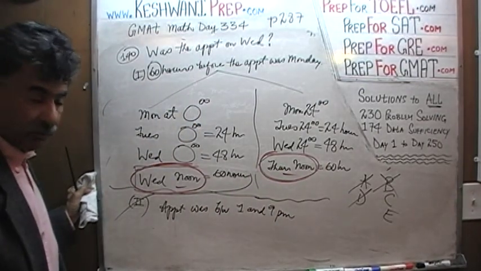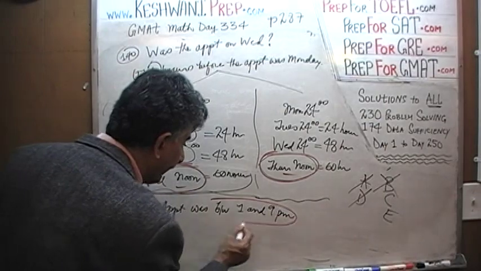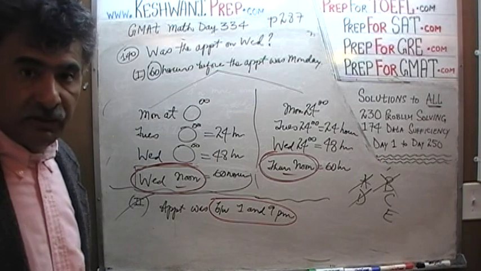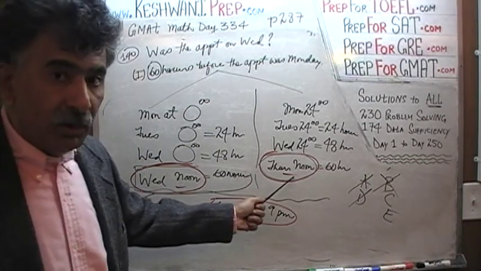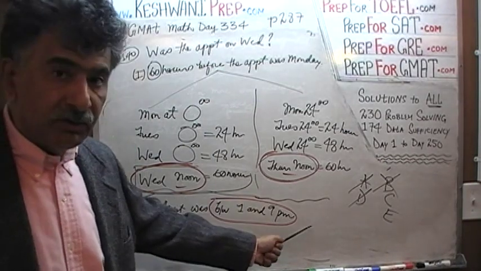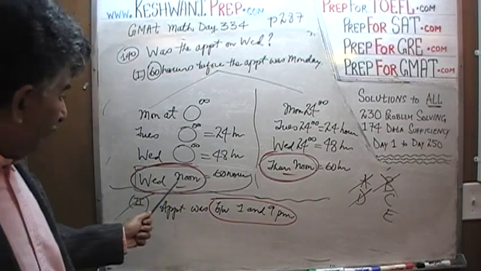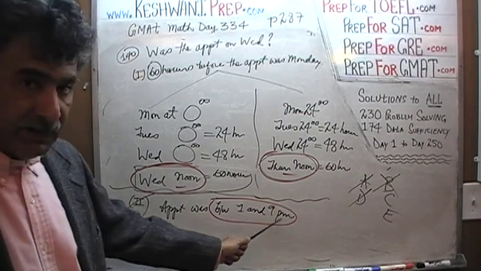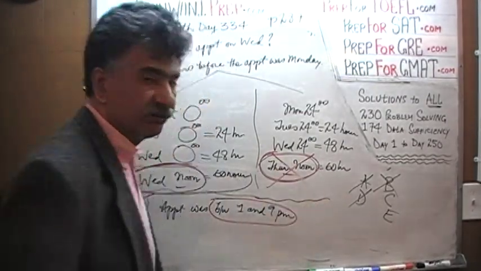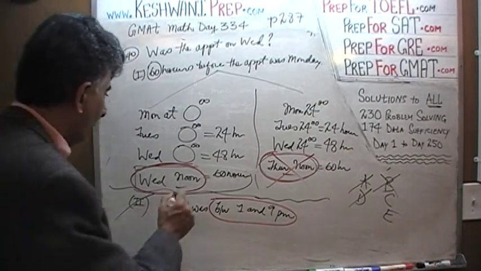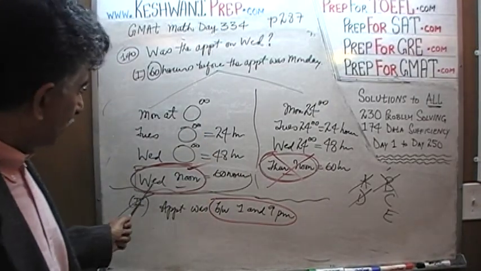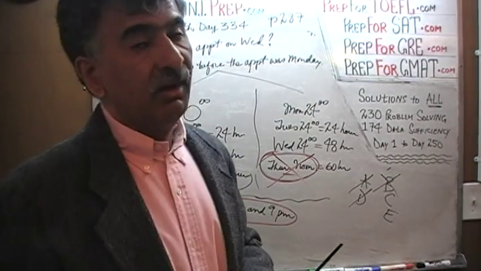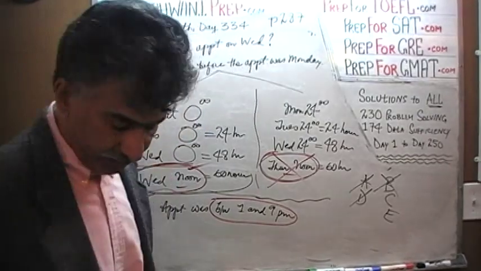The second statement goes on to tell us that his appointment was between 1 and 9 p.m. Well, if it's between 1 and 9 p.m., it rules out Thursday, because Thursday are only the morning hours. It cannot go beyond Thursday noon. Because it's between 1 and 9 p.m., it could not possibly have been on Thursday. His appointment must have been on Wednesday between 1 and 9 p.m. Putting the two statements together does the job beautifully.